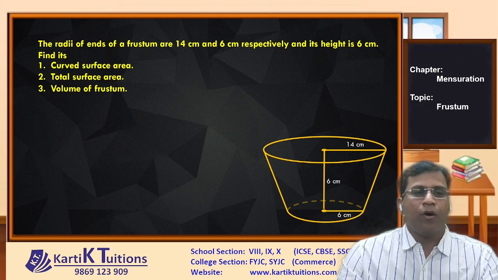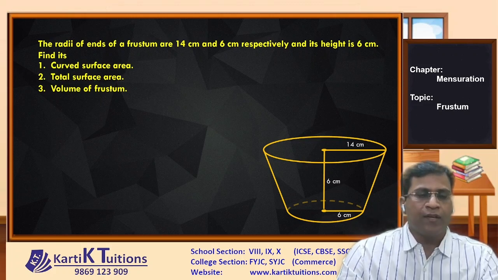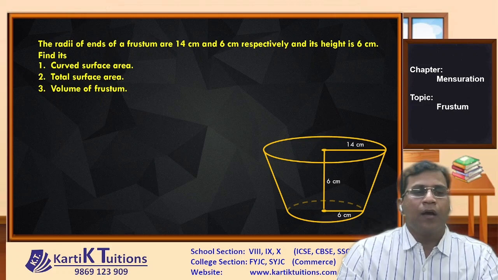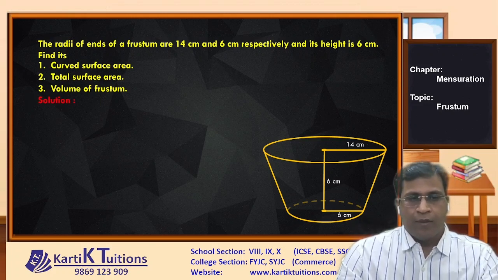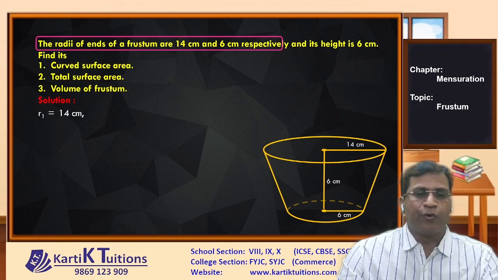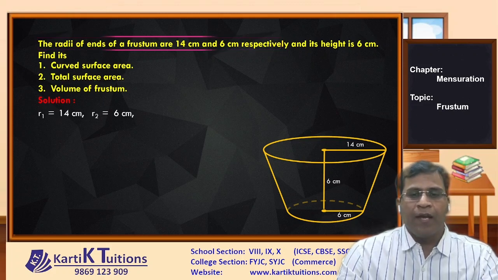The radii of ends of frustum are 14 centimeter and 6 centimeter respectively, and its height is 6 centimeter. Find its curved surface area, total surface area, and volume of frustum. Now look, two radii are given. Now our R1 will become 14 centimeter, R2 will become 6 centimeter, and H is our 6 centimeter.